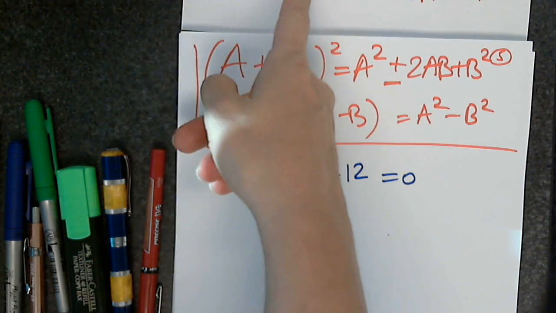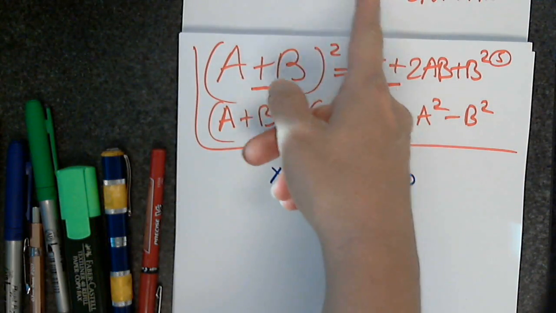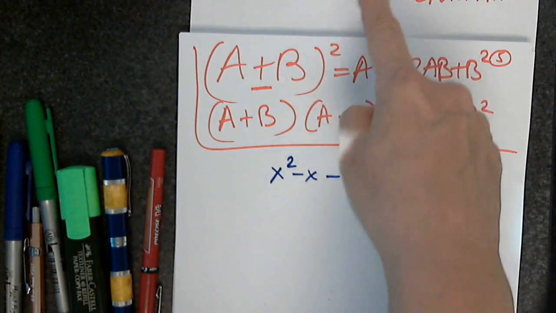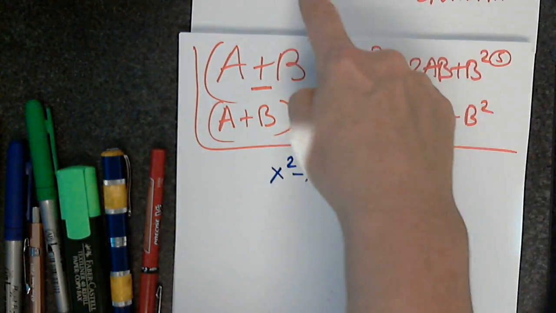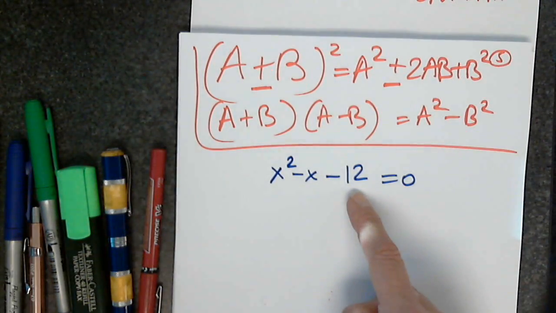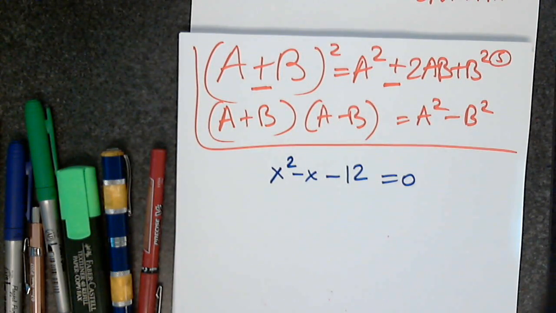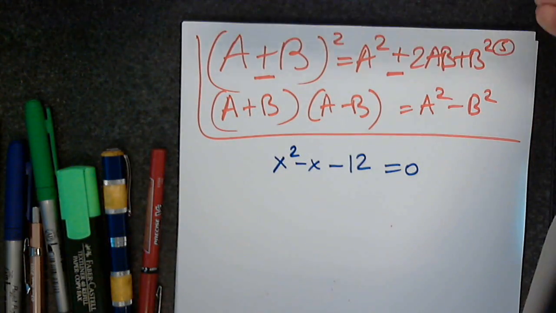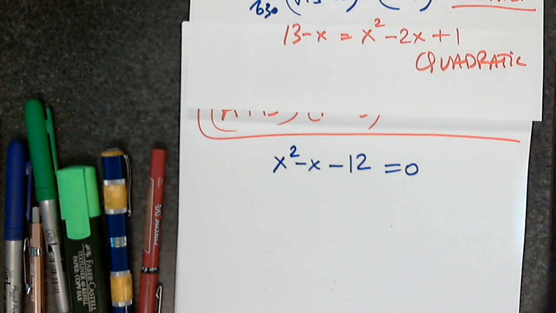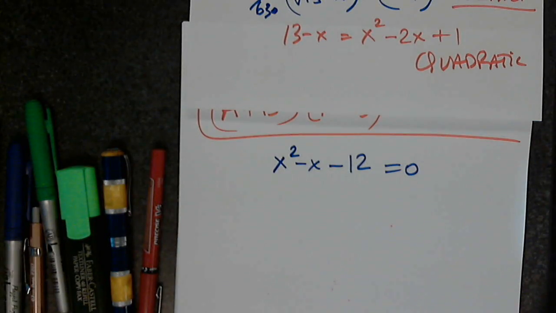So we moved negative x to the other side by adding x. So x squared, negative 2x plus x is negative x, and 1 minus 13 is negative 12. Now what? Very good. Yes, Brianna? I have a question. Did you set it equal to 0 because it's a quadratic? Yes. That's why I'm asking.